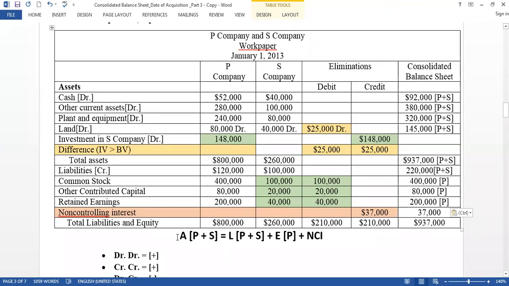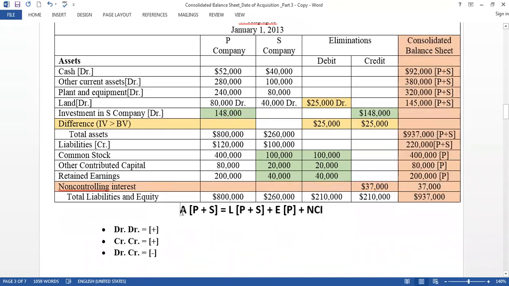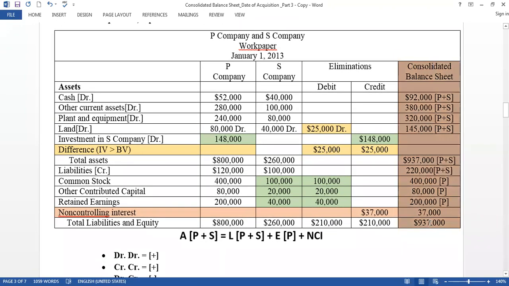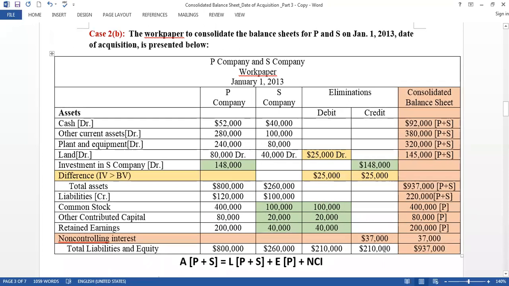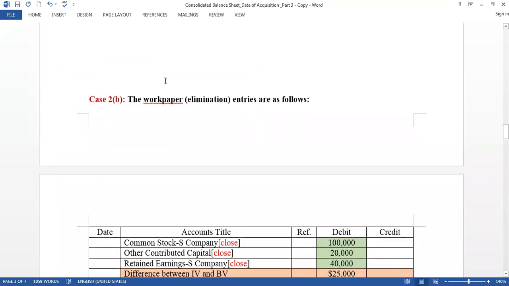Yes, so we established this equation through here. So this is the consolidated balance sheet. We should have 100% accurate results like this. We follow this equation to prepare the consolidated balance sheet. Okay. So this is case 2B. Let's see another question.